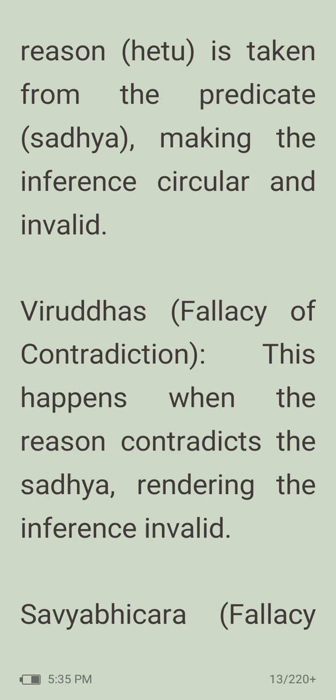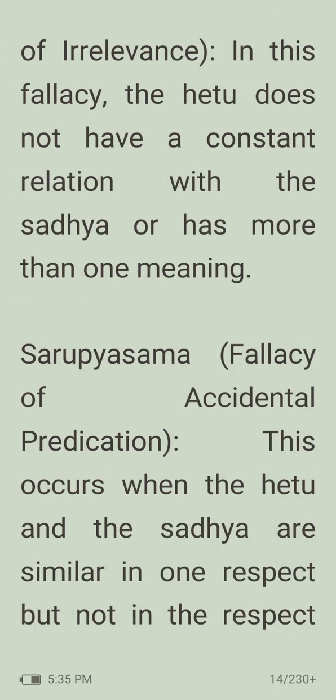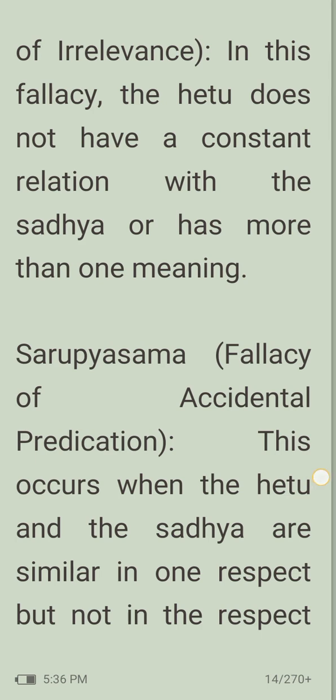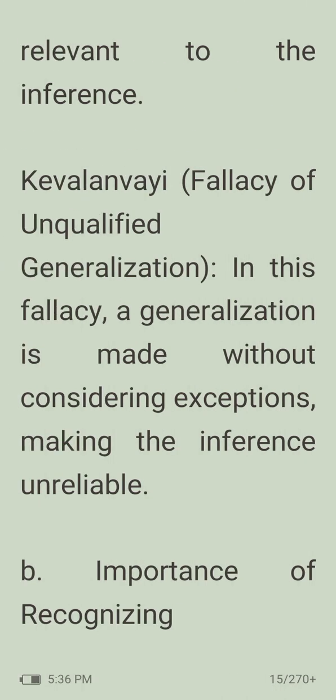Then, fallacy of irrelevance. In this fallacy, the Hetu does not have a constant relation with the Sadhya or has more than one meaning. Then, fallacy of accidental prediction. This occurs when the Hetu and the Sadhya are similar in one respect but not in the respect relevant to the inference. Then, fallacy of unqualified generalization. A generalization is made without considering exceptions, making the inference unreliable.